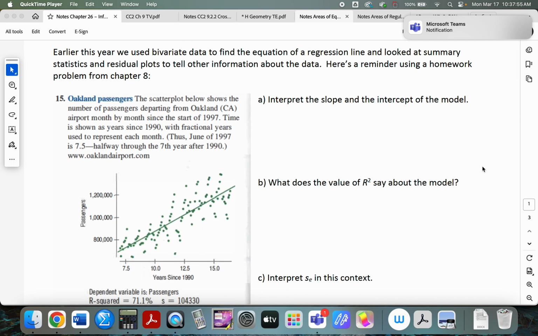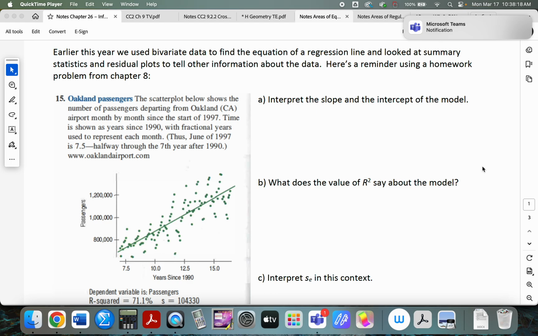All right, so let's remind ourselves of some things that we did way back in chapter 8 when we were doing the slope and the intercept. We did a line of best fit. Okay, so this is a question straight out of chapter 8.